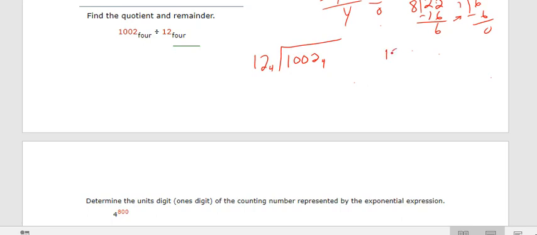So here what I like to do is multiply. 12 base 4 times 1, 4 is 12. 12 base 4 times 2 is 24. So 12 base 4 times 2 is 24. 2 times 2 is 4, so that's 0. Carry the 1, so 2, 3. So we get 30.